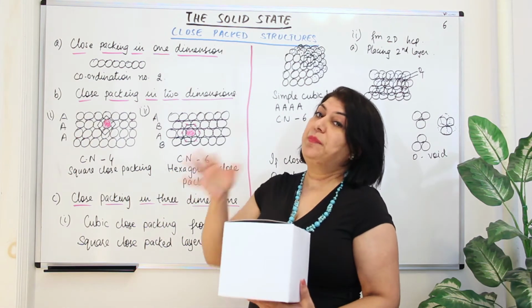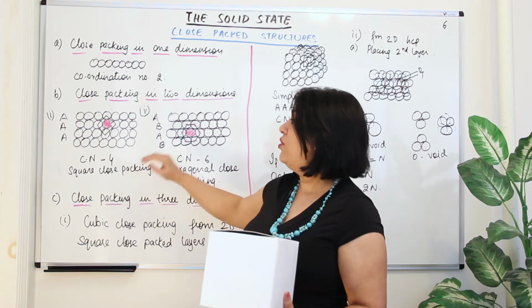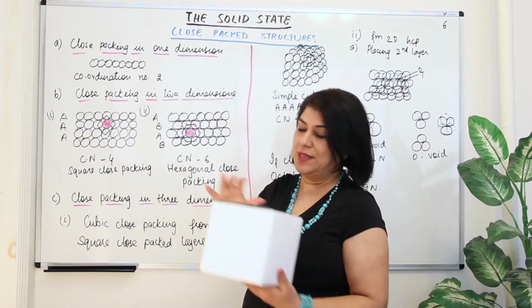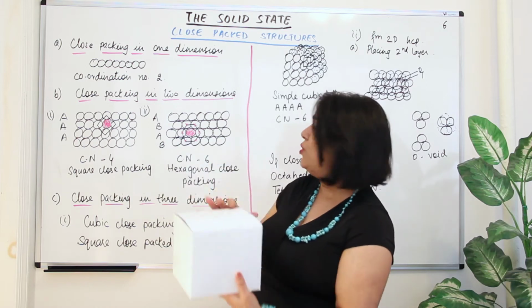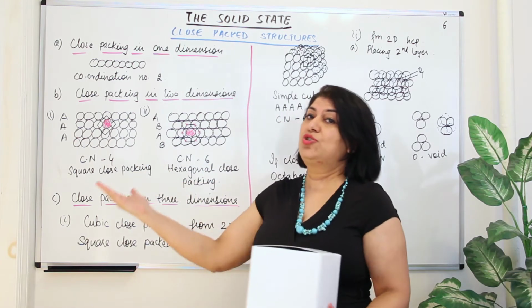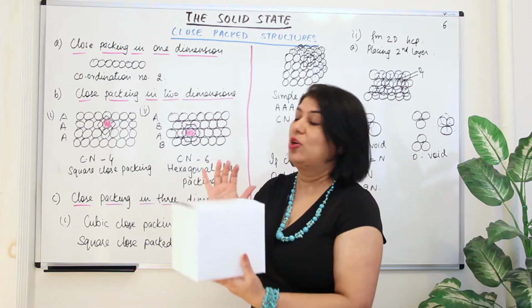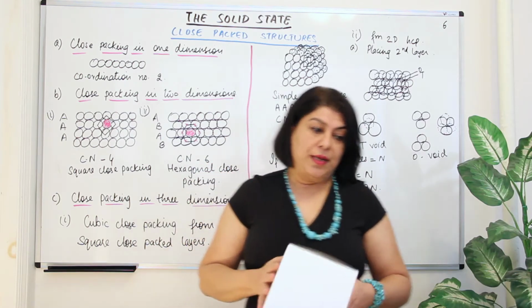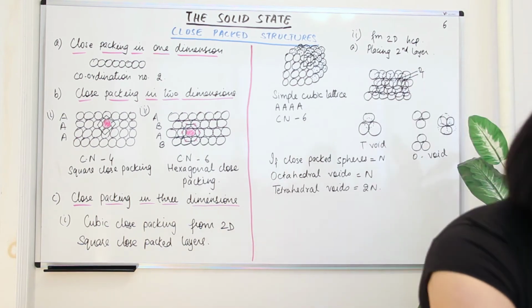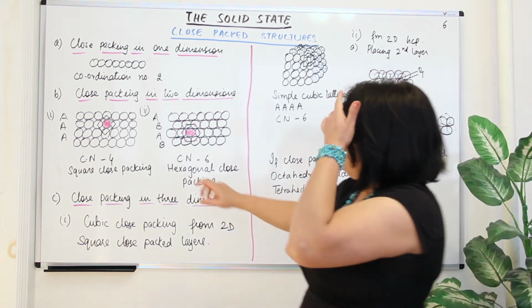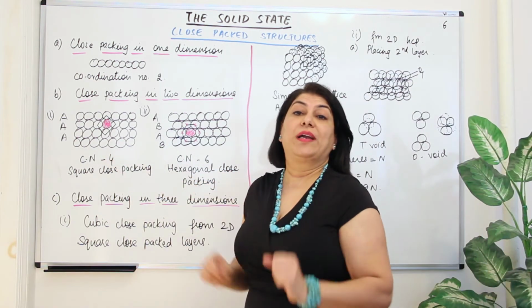But I will be repeating the 3 dimensions again. Let us now understand the 2 dimensions first. This is the simpler one. Therefore, I just told you square close packing is nothing but 2 dimensions. And if you extend it to the 3rd dimension, you will get a cubic close packed structure. Coming back to 2 dimensions, the first arrangement was the square close packing.